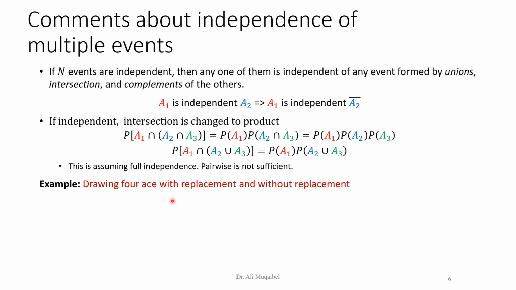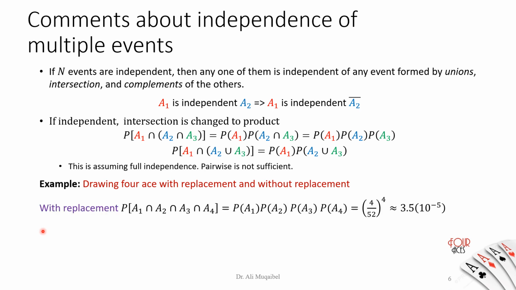Okay, example, and then we take a practice. The example is drawing 4 aces with replacement and without replacement. I have the cards, and I'm trying to draw 4 cards. What is the probability that I will get 4 aces? What's the probability that I will do that with replacement, where I am returning the card that I took, or without replacement? Now, here are the 4 cards. What's the probability that somebody will draw 4 and they're going to be all aces?